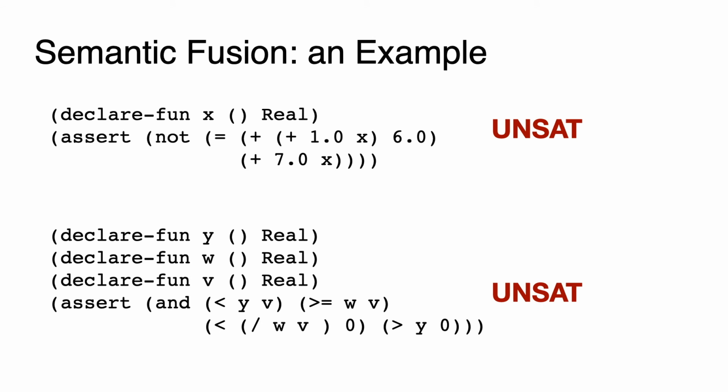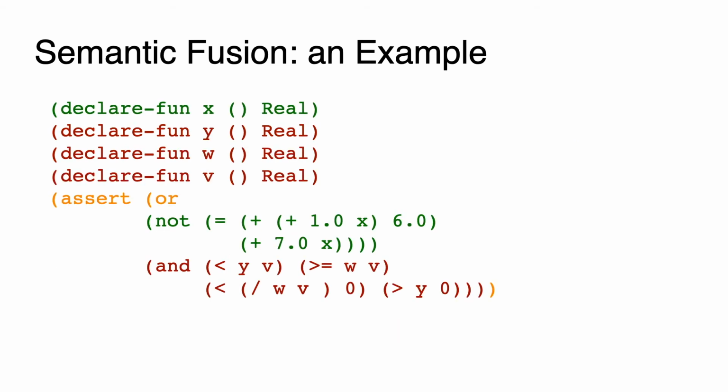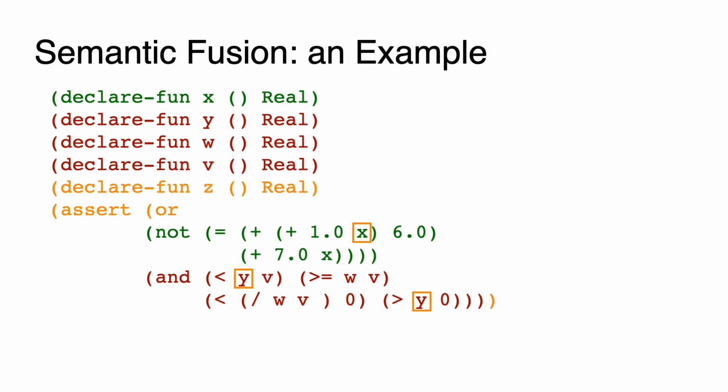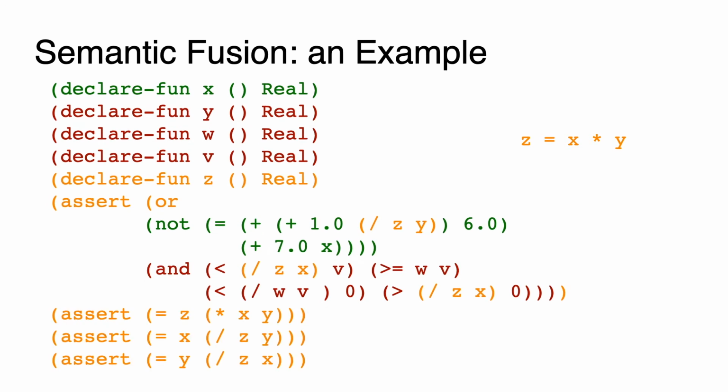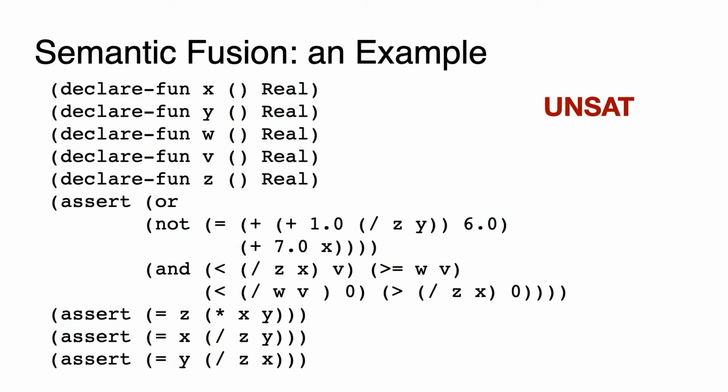Here is a real example of the unsat fusion. For two unsat formulas, we concatenate them together. Select some occurrences of the variables. Introduce a new variable z and a fusion function z equals x times y. Substitute the selected occurrences with inversion functions. Add the fusion constraint since it's unsat fusion. Although not needed conceptually, we also added the inversion constraint to account for the specific semantics of division in SMT-LIB language. The fused formula is still unsat.